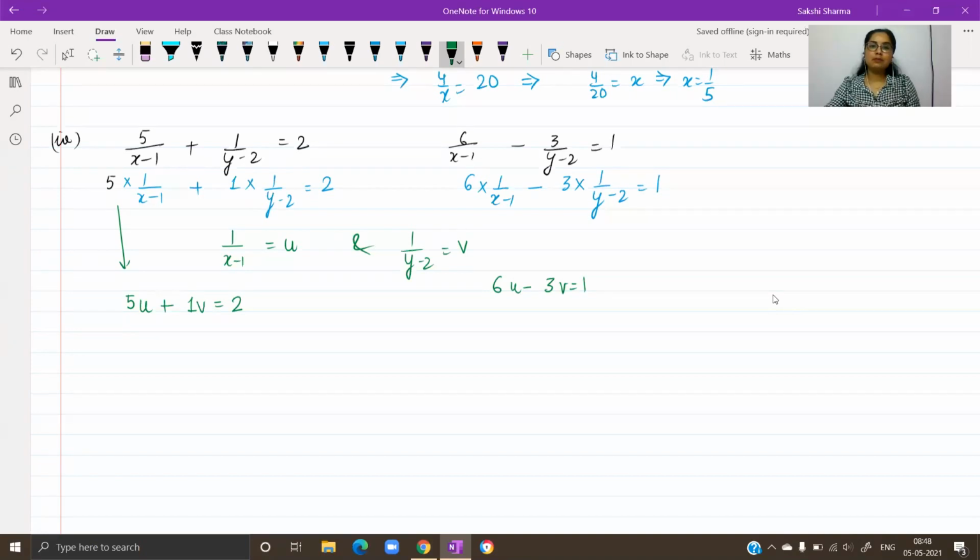Vidhi. But how will we solve this pair of equations? Equation number 1 and equation number 2. We can use elimination. You are using elimination? Yes, ma'am. Okay. Can you tell me what do I do to use elimination?